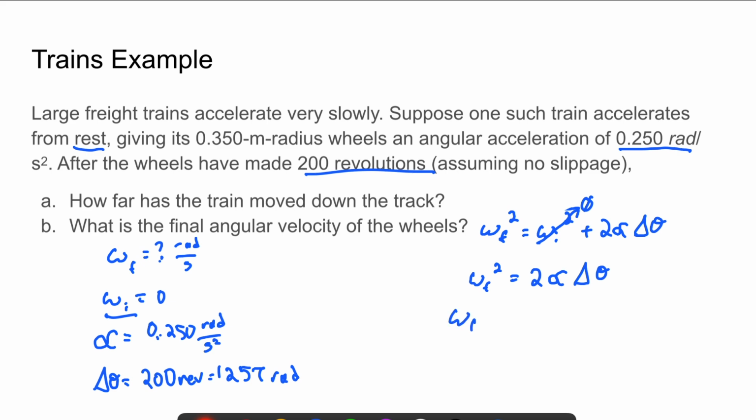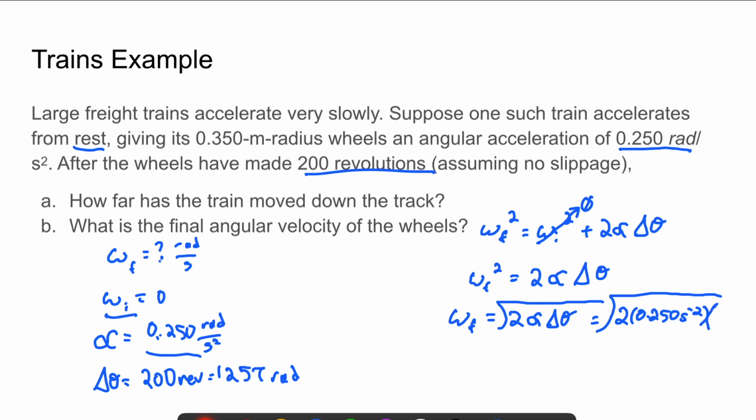And finally, if we just want our final angular velocity, then we're going to take the square root of 2 times alpha times the change in theta. And if we plug those numbers in, that's 2 times our angular acceleration, which is 0.250. Again, I'm going to leave the radians per second squared off just because remember radians aren't really a unit.